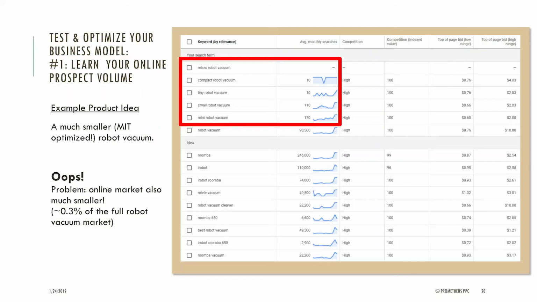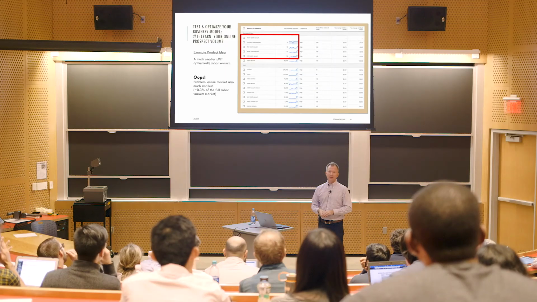And this is kind of an oops, because the online market for small robot vacuums is much, much smaller, about 0.3% of the full robot vacuum market. This is very important information to know up front if you're expecting to turn this into a big business.